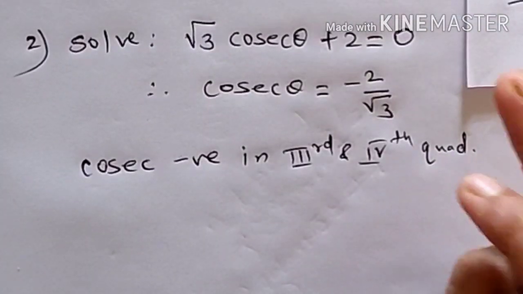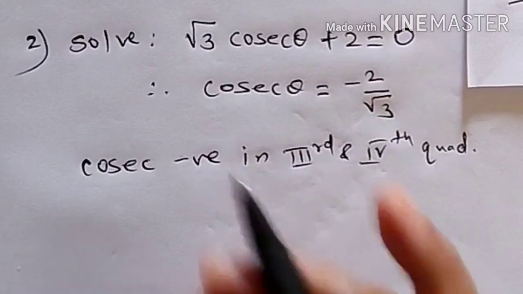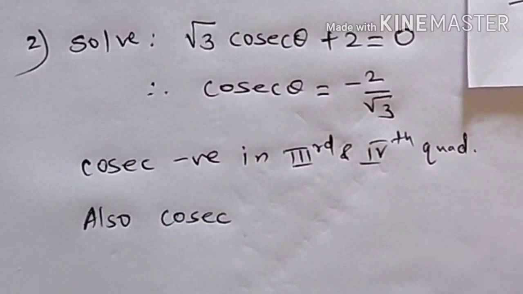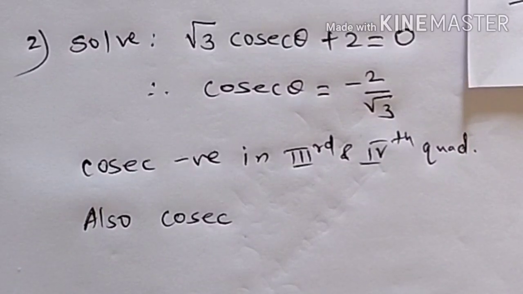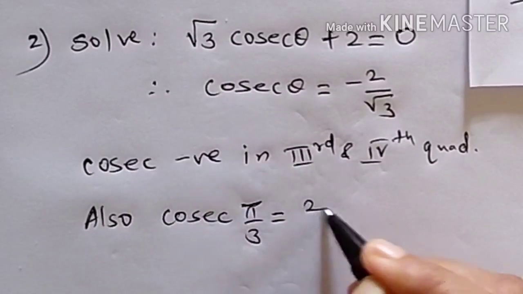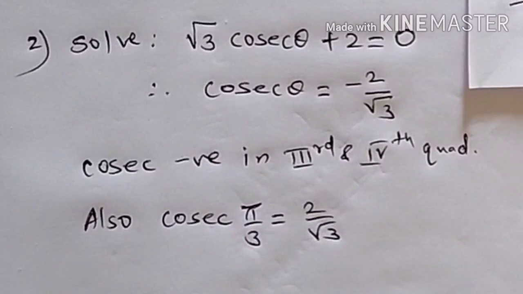Cosec of which angle is 2 by root 3? Cosec theta is 2 by root 3, that means sin theta is root 3 by 2. So sine of which angle is root 3 by 2? Sine of 60 degrees or pi by 3 radians. So cosec of pi by 3 is equal to 2 upon root 3.